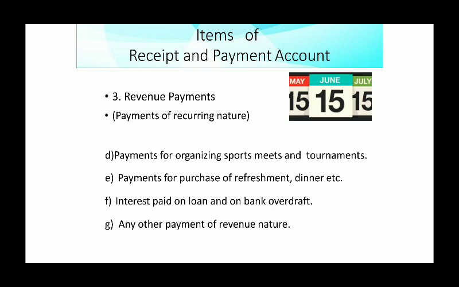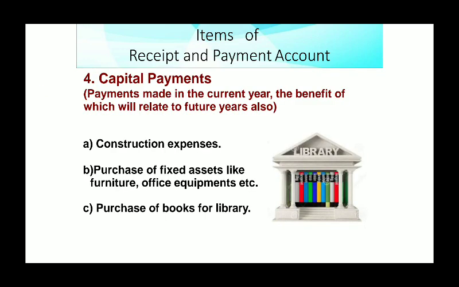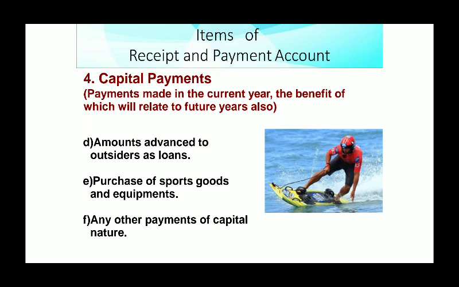Revenue payments are of recurring nature, and there are various examples of such payments: interest, and some other expenditure like purchase of refreshment, dinner, sports meets and tournament expenses. Now capital payment: construction expenses of any building, developing some furniture or some other expenditure like development of ground. Purchase of fixed assets like furniture, office equipment, purchase of books for the library.